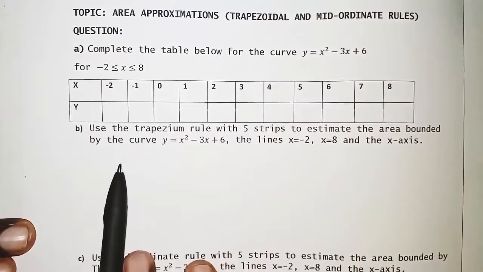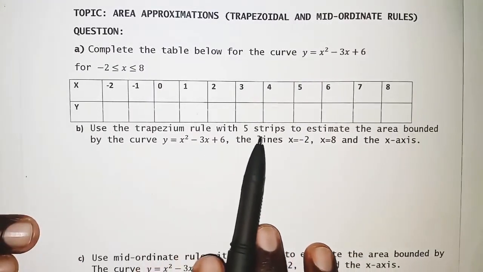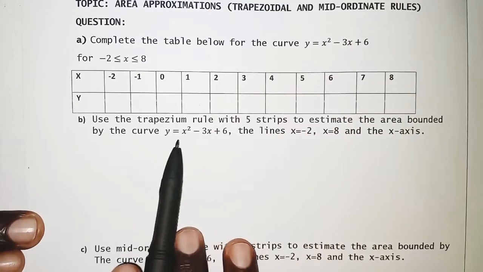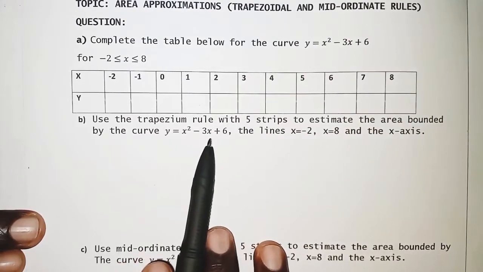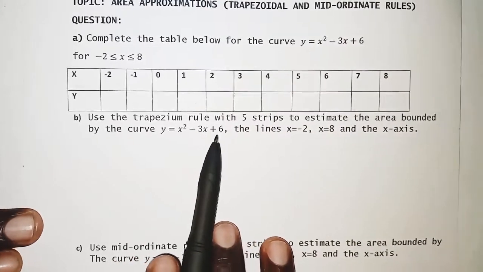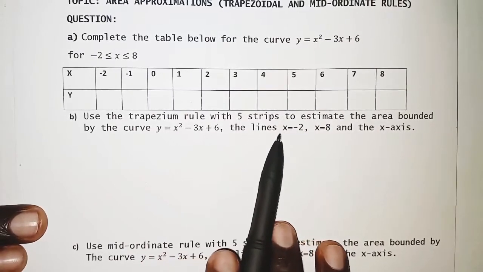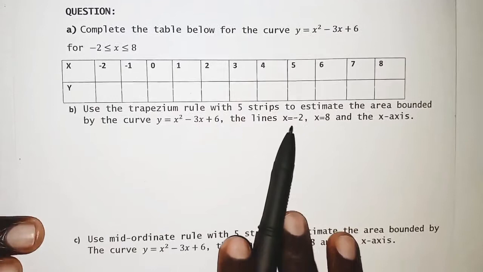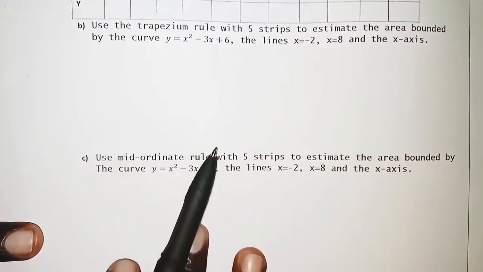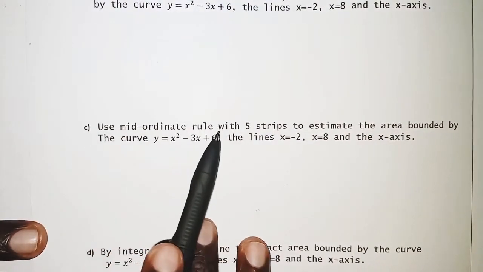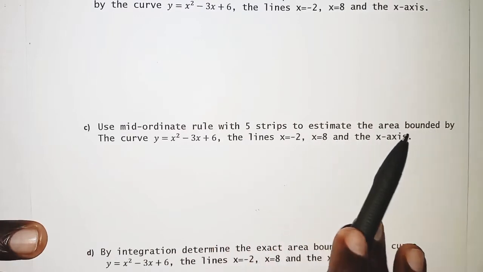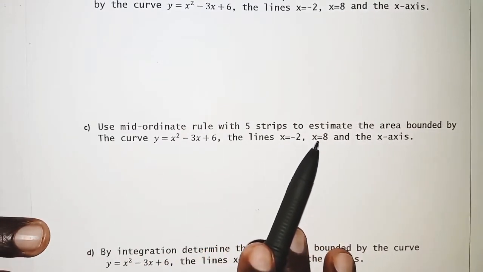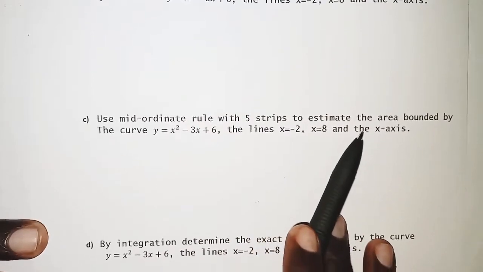Then part B, use the trapezium rule with 5 strips to estimate the area bounded by the curve y is equal to x squared minus 3x plus 6, the lines x is equal to -2, x is equal to 8, and the x-axis. Then part C, use the mid-ordinate rule with 5 strips to estimate the area bounded by the curve, the lines x is equal to -2, x is equal to 8, and the x-axis.